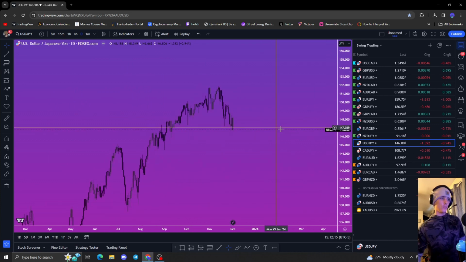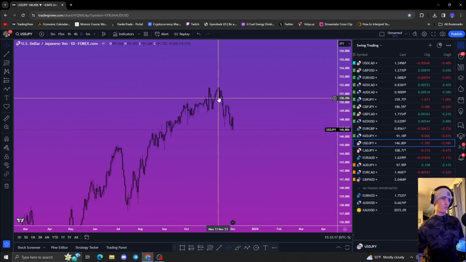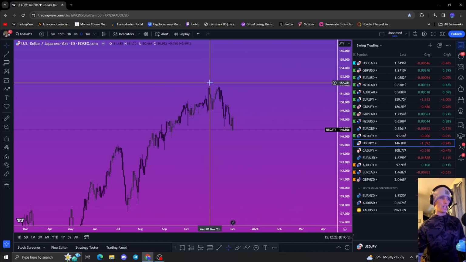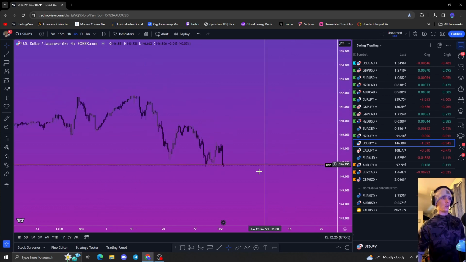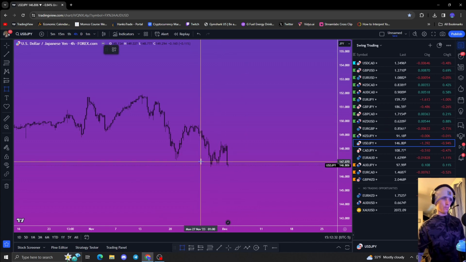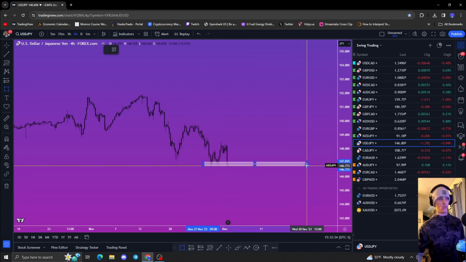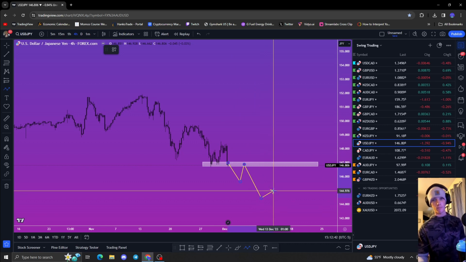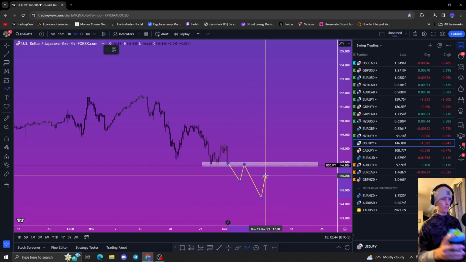USDJPY daily trending upwards, recently cracked out of the uptrend. Now we're making bearish movements down. What I am going to be waiting for on this pair is, I'm sure you guys already guessed it, just break, retest, and then sell. That's it. That's it.